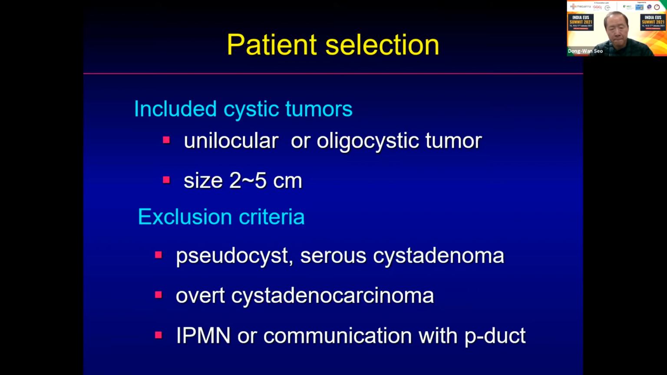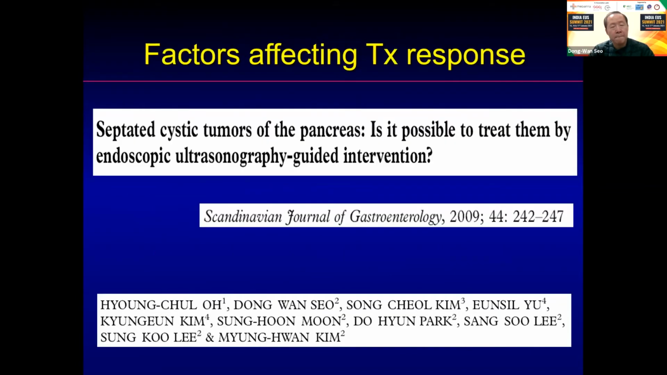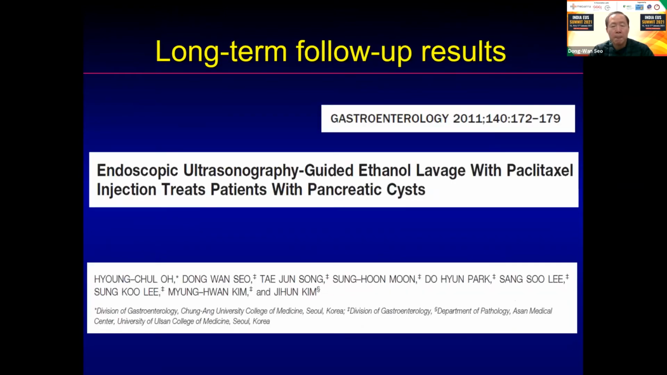But after the initial study, we tried to expand our inclusion, and we targeted multiple septated cystic tumors of the pancreas, and we reported the results in Scandinavian Journal of Gastroenterology 2009. It was effective. In the year 2011, we tried to analyze our long-term follow-up data and published it in Gastroenterology.